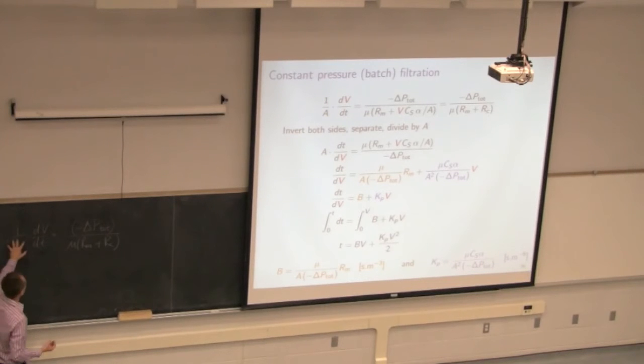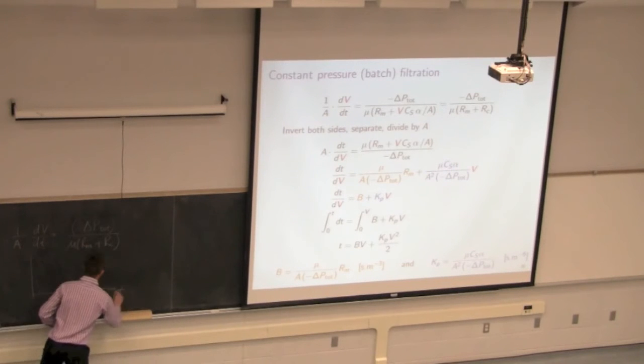The area here is a positive quantity. That means dV by dt must always be positive. What does that mean in English? dV by dt must be positive. Volume will be increasing over time. Which volume? The volume passing through the filter medium and the cake must be increasing with time.